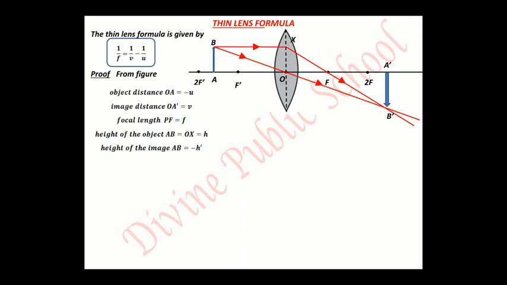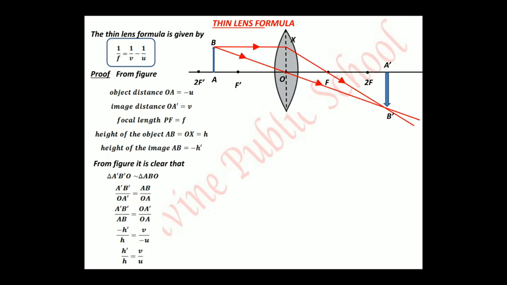Now, if you remember, we have proved the mirror formula also. So in the same manner, we are going to prove the lens formula. First of all, we are going to consider two triangles such that they are similar to each other. And by the property of similarity, we are going to derive an equation which relates the height of the image to the height of the object. So let us take some triangles.